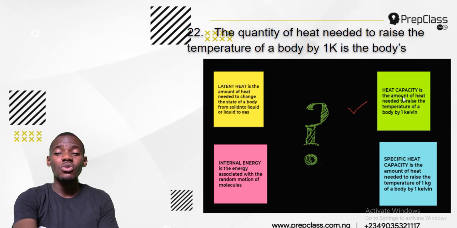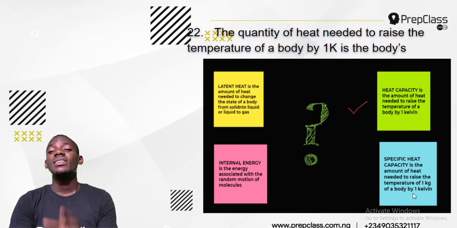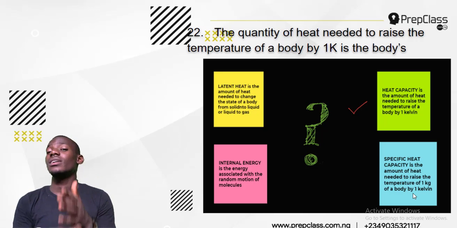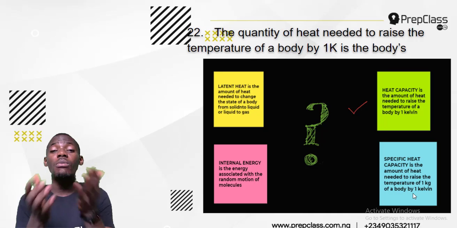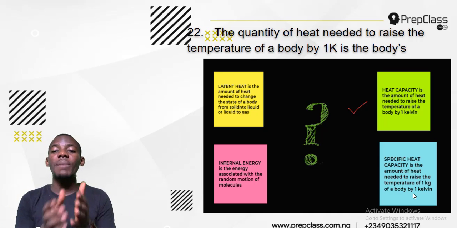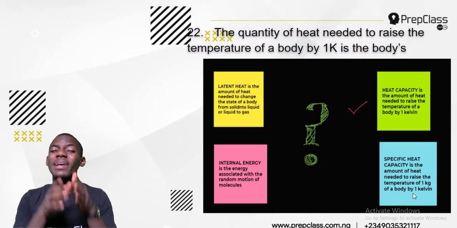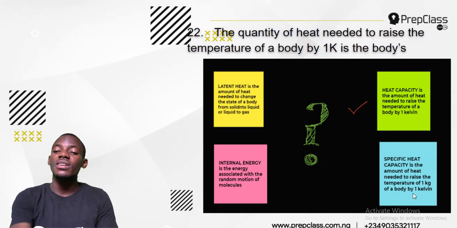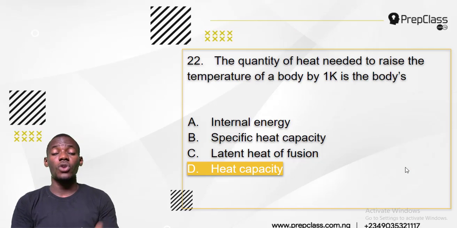Then specific heat capacity is very close to the answer. It is the amount of heat needed to raise the temperature of 1 kilogram of a body by 1 Kelvin. The difference between heat capacity and specific heat capacity is that specific heat capacity says to raise the temperature of 1 kilogram of a body. It was specific: 1 kilogram of a body by 1 Kelvin. Heat capacity is just saying to raise the temperature of a body. How much of the body? We were not told. So that's the difference between heat capacity and specific heat capacity. Specific must mention 1 kilogram of a body by 1 Kelvin, and that is just it. So the answer is heat capacity, easy peasy, full stop.